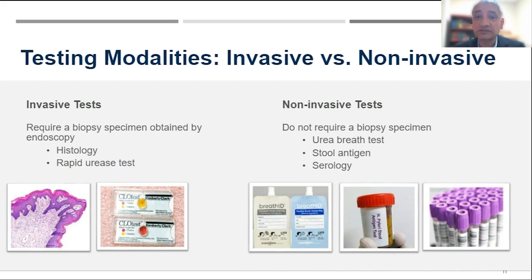Non-invasive tests rely on specimens that can be obtained without a biopsy. These specimens can include breath samples, stool samples, or blood samples. The three most common non-invasive tests for H. pylori are the urea breath test, the H. pylori stool antigen test, and H. pylori serology.